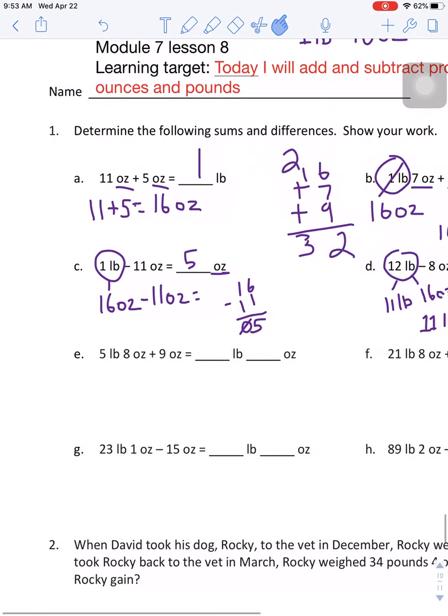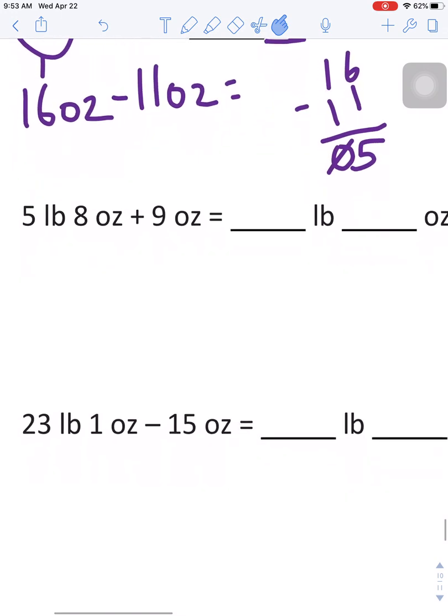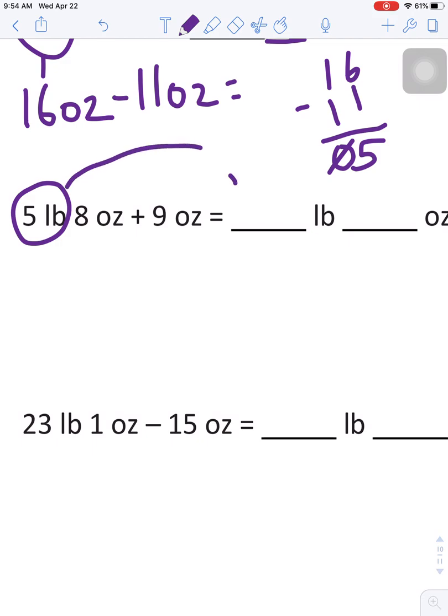Let's go ahead and look at this next one here. Ooh, wow. Okay. We've got 5 pounds, 8 ounces, plus 9 ounces equals something in pounds and something in ounces. Well, I don't need to convert this at all because I'm adding. So I could just put that 5 right here, I think. But let me add these ones first. Let me add my 8 and my 9.